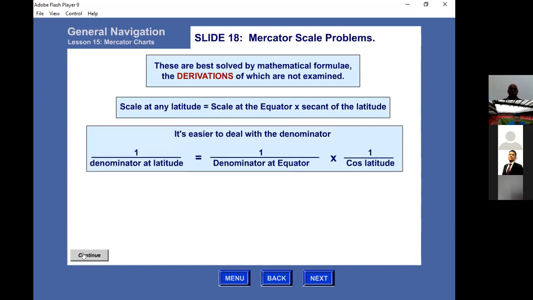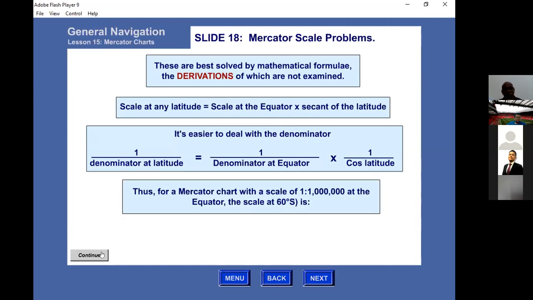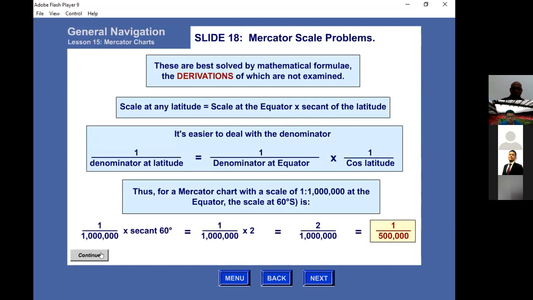So it's easier to deal with the denominator, because when we are talking about scale, it is the denominator that we're interested in. So the scale at any latitude will be the denominator at this latitude, equal to the denominator of the scale at the equator, and for the secant of the latitude, again, the denominator will be cos. So we can turn it upside down. Thus, for a Mercator's chart with a scale of 1:1,000,000 at the equator, let's see what the scale at 60 degrees will be. In any case, you could have taken the denominator completely and you would have been right.